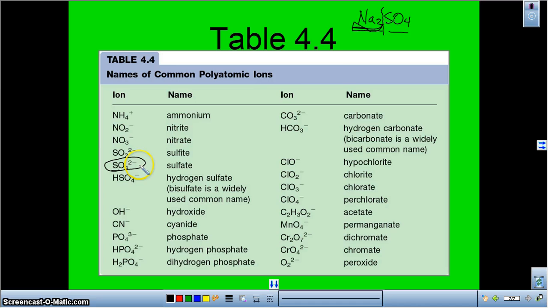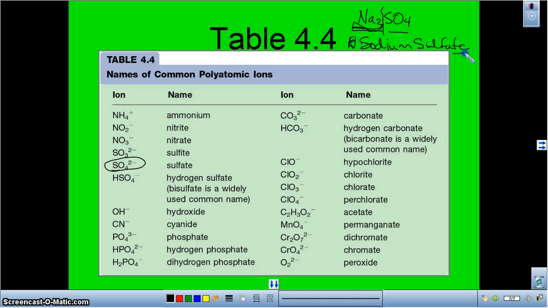So SO4 minus 2. So what I'm going to do to name this is a true metal, and we always know the charge on a polyatomic, so I'm going to name it like a type 1 because it's a true metal and an anion. And I'm going to name it just like I did before. I'm going to say sodium. And then I'm going to name the second one, and I'm going to use sulfate.